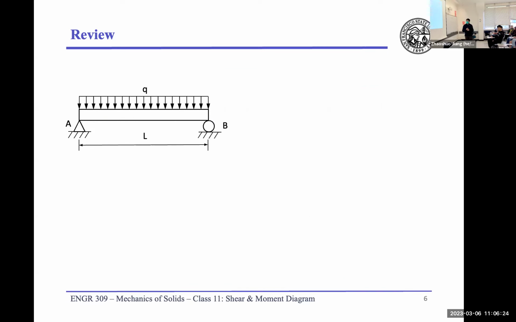All right, so here is a uniformly distributed load on a simply supported beam, right? We have looked at this many times. With this particular case, what does the shear diagram look like? First, before we jump there, what are the reactions at point A and point B? What is the value?